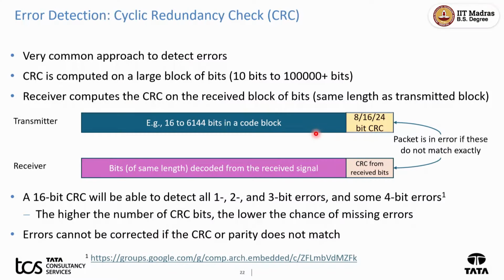A 16-bit CRC, I got this from that. The first intuitive thing is that a 16-bit CRC has a 1 in 65536 chance of going wrong. I mean, if you get exactly the same bits, but that is not true. It depends on the input and the length of the CRC. So, a 16-bit CRC will be able to detect 1, 2, 3-bit errors and some 4-bit errors. The higher the number of CRC bits, the lower the chance of missing errors.